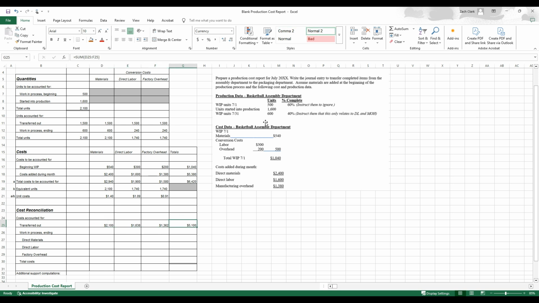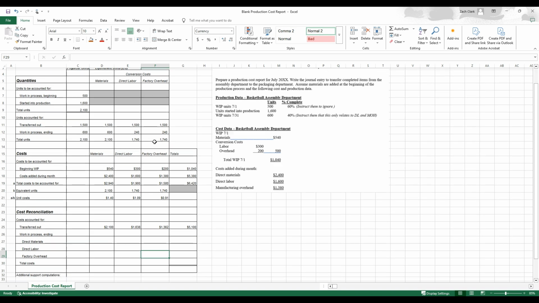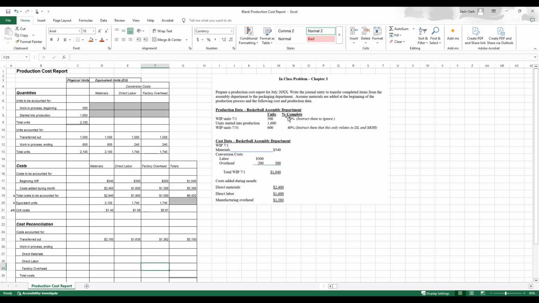It's going from our WIP to packaging. Now it's going to be raw materials basically coming in at that cost to a packaging department, and the packaging department is going to put their own direct labor and overhead onto the process as well. But that's a whole separate production sheet. We're just going to focus on assembly as our department. Okay, so that's all $5,100 transferred out.